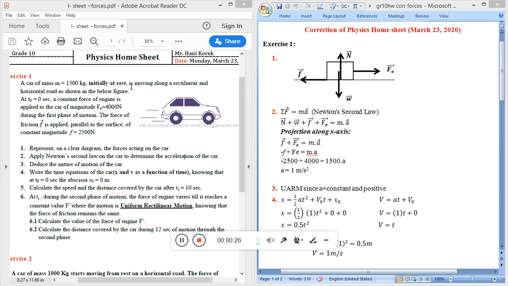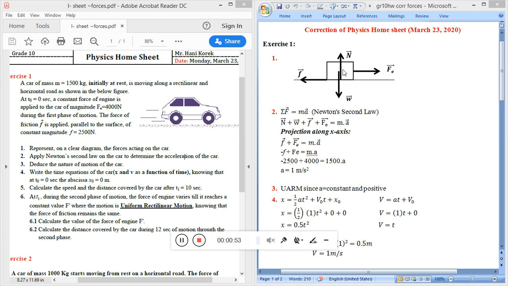At time 0, a constant force of engine, which is called the traction force or tractive force, is applied to the car of magnitude 4,000 newtons during the first phase of motion. The force of friction is applied parallel to the surface, of constant magnitude 2,500 newtons. Represent on a clear diagram the forces acting on the car.